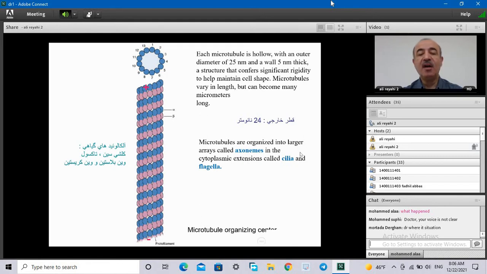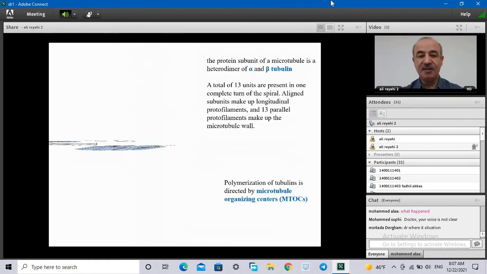Microtubules are organized into a larger array called the axoneme. The axoneme is a pattern within a cytoplasmic extension. For example, within the cilia and flagella, we can see the axoneme pattern of the microtubules that forms the structure of cilia and flagella. Usually the minus end of the microtubule is attached to another structure called the microtubule organizing center, like the centriole, for example.